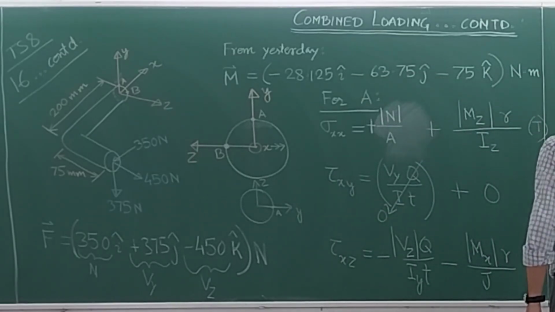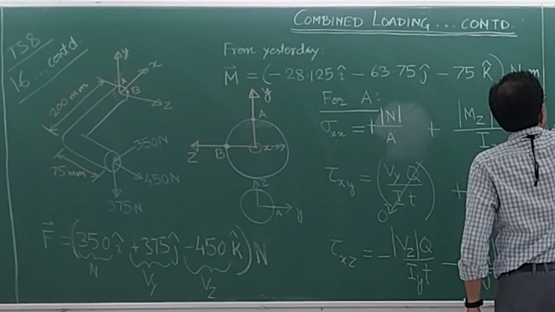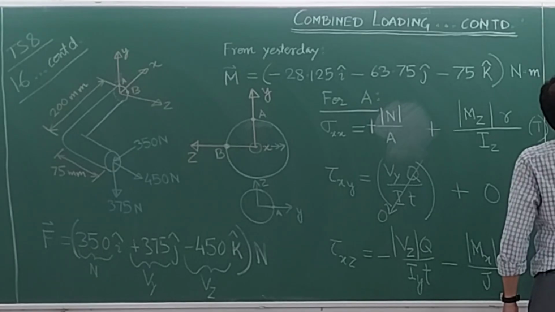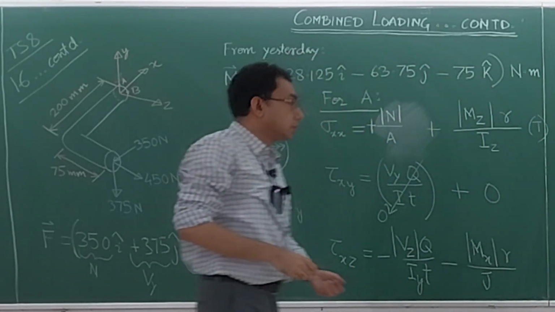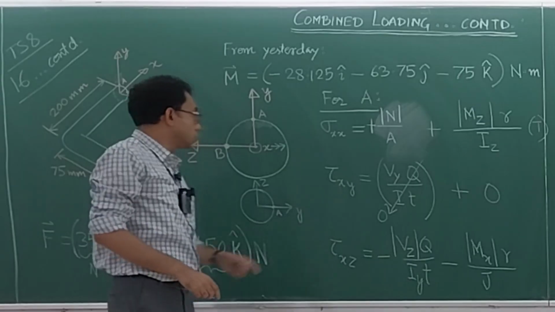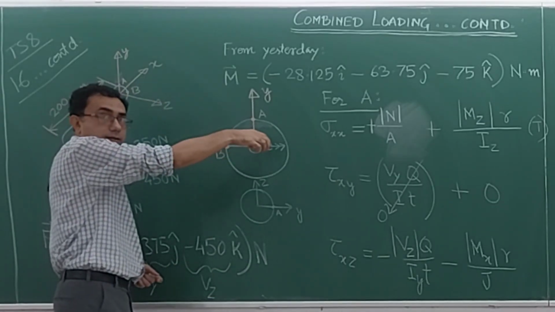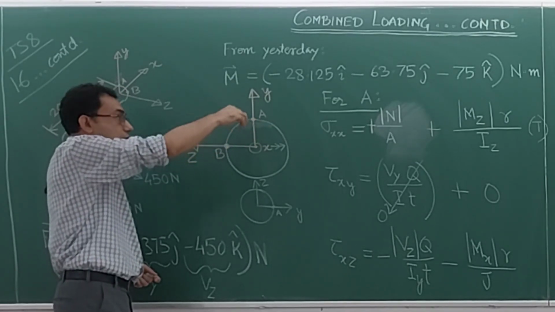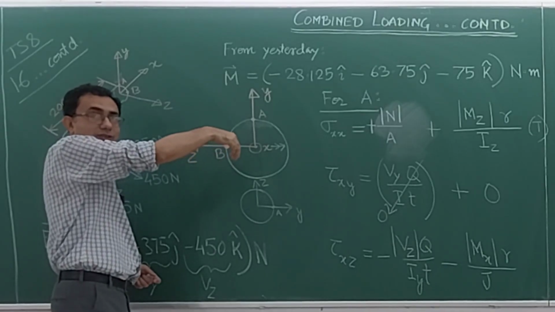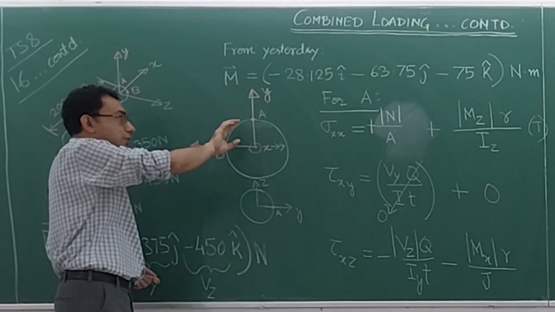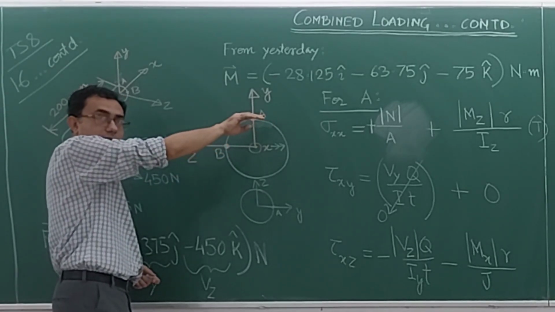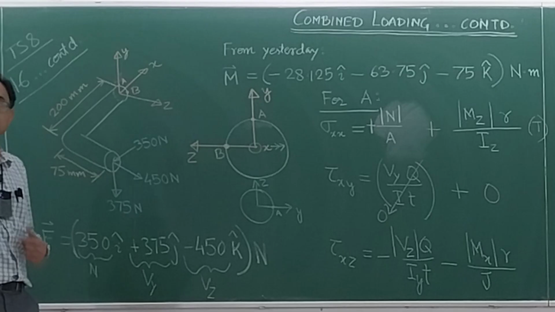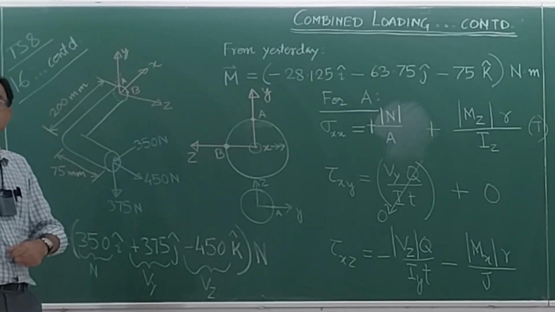Next, for this point B. Here, our sense of the torque is like this, in this direction. Here, there is no shear stress which is acting like this. So the only contribution from the torsion will be in this direction, like this. Provided this geometry, there will be no shear due to torsion.